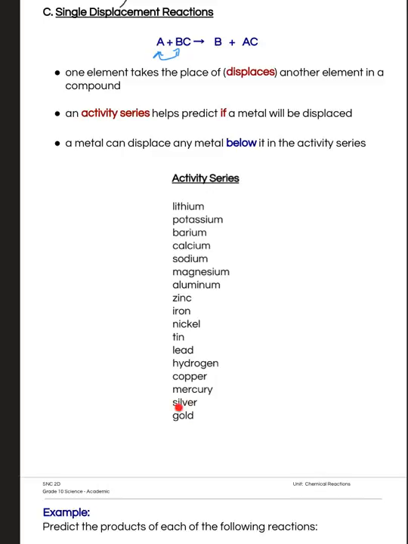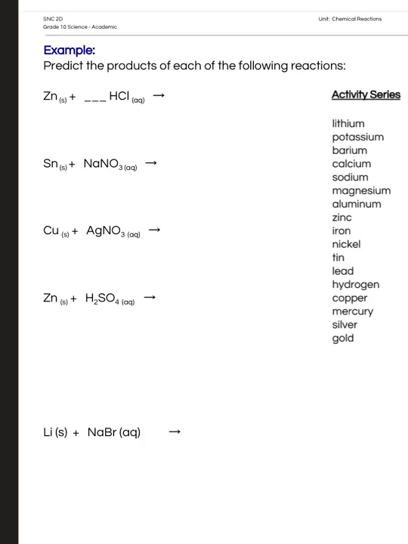But if I was looking at gold, gold isn't going to trump anything. It's at the bottom of the tier. So as I move down the activity series, I'm losing my ability to displace. This is kind of like the king at the top, and then you go all the way down. Again, we're going to use the activity series to predict how this works.